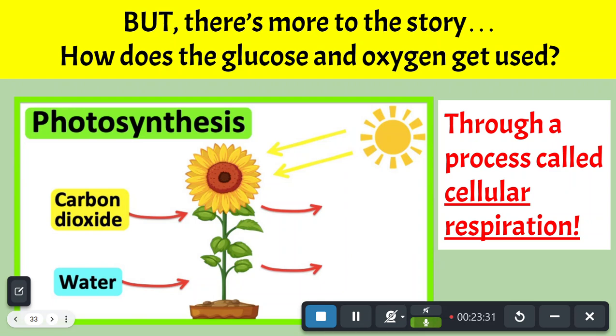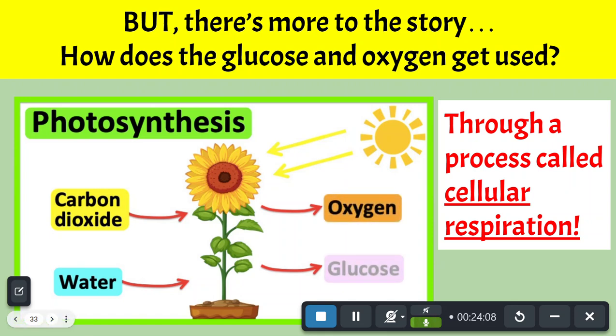Okay, so there is more to the story. So once we understand photosynthesis means that we have carbon dioxide and water going into the plant, and the plant is giving us oxygen and glucose back, we need to understand how we use the glucose and the oxygen, especially for consumers like us, because we can't do photosynthesis. We can't create our own energy. And so plants and animals both use that glucose and oxygen with a process called cellular respiration. Okay, so that's basically the backwards process of photosynthesis.